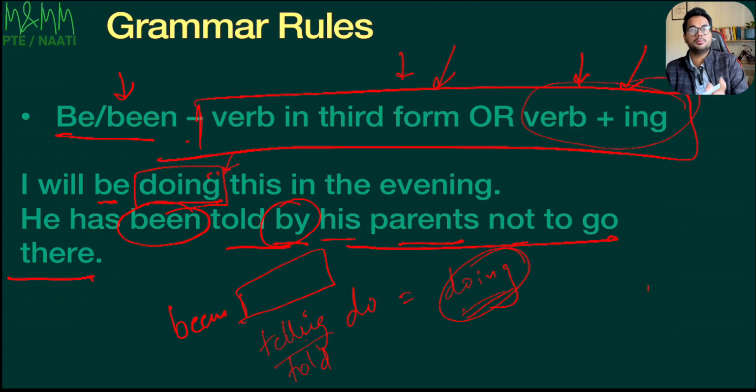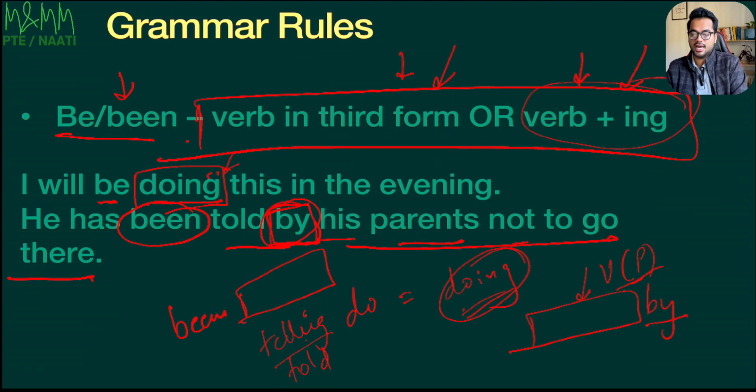Plus, if you remember the previous grammar rule that I shared, which was the preposition rule of the word by: if you have got the word by and there is a blank before the word by, that is always going to be a verb in the past tense, in the second form. So here there's another grammar rule that we can use, which is the word by. Because there's a blank before it, it is always going to be a verb in the past tense. So this is how you could have found your answer over here as well. There were two different grammar rules being used.